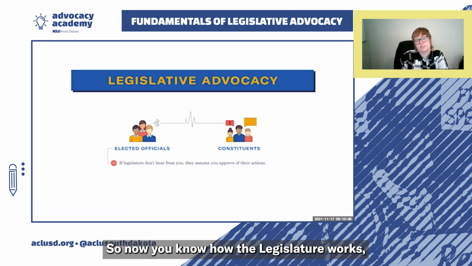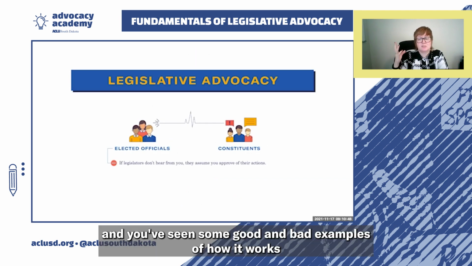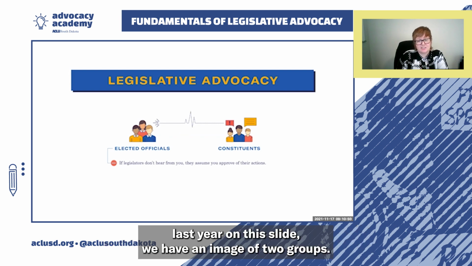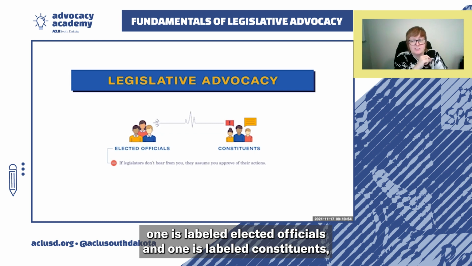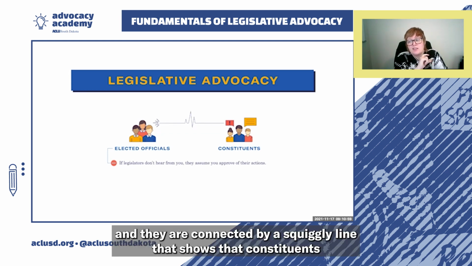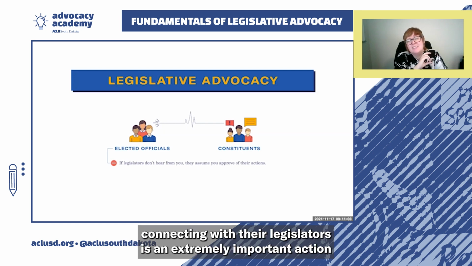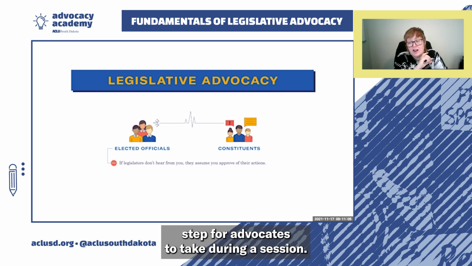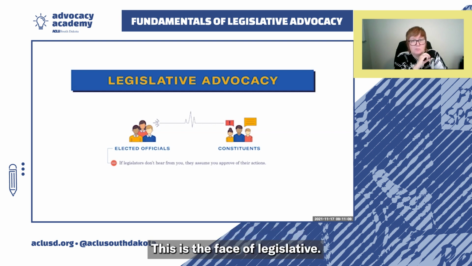So now you know how the legislature works, and you've seen some good and bad examples of how it worked last year. On this slide, we have an image of 2 groups. One is labeled elected officials and one is labeled constituents. They are connected by a squiggly line that shows that constituents connecting with their legislators is an extremely important action step for advocates to take during session and honestly year-round. This is the base of legislative advocacy: constituent contact.